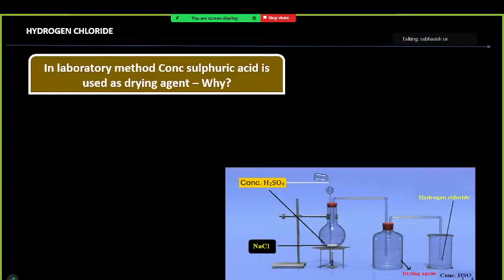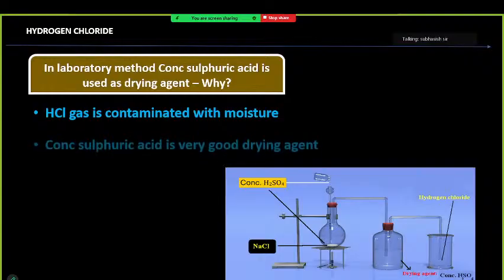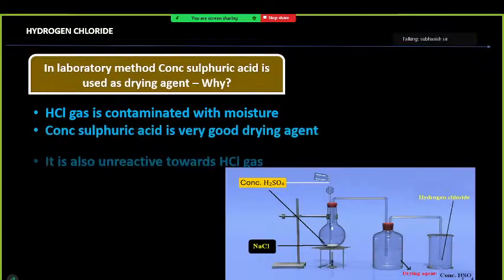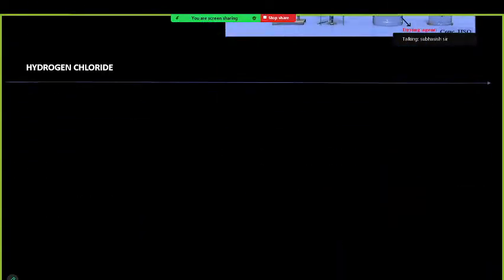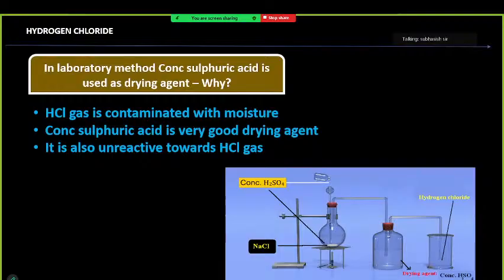Now, why is concentrated sulfuric acid used as a drying agent? Because during the formation of HCl, it is contaminated with some amount of moisture, and sulfuric acid is a very good drying agent. It is unreactive towards hydrogen chloride gas, and that's why sulfuric acid can be used for drying hydrogen chloride gas.